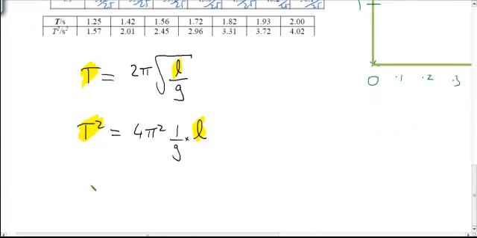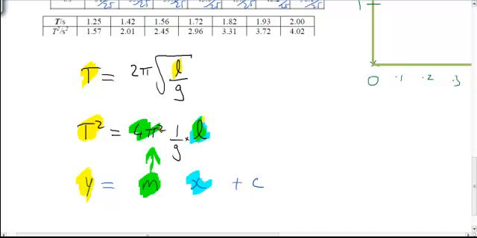Now what I want you to think back to is our equation for a line, which is y equals mx plus c. If this relationship holds, what we will put on the y-axis is the period of oscillation squared. What we put on the x-axis is the length of the pendulum. And then what we should find is that we'd be able to get a line, we'd be able to pick 2 points, work out the slope, and that slope should be equal to 4 pi squared over g, and from that we can calculate g.